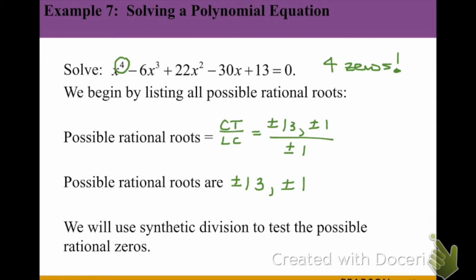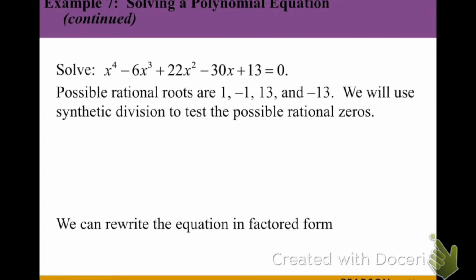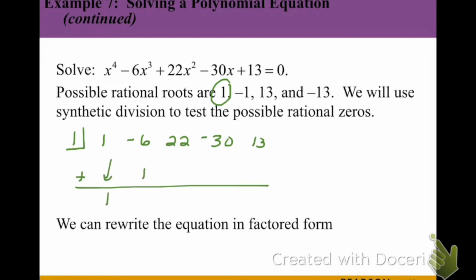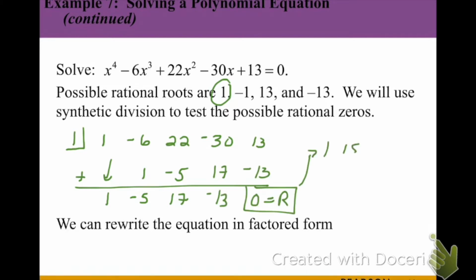Remember, we can also use the graph here to pick which ones we think would be most likely. We're just going to try some guess and check on this one. First of all, I'm going to start with positive 1. If we set up our synthetic division, bring down the 1 and do our adding and multiplication, we find that we get a remainder of 0, which means that positive 1 is a zero of this polynomial.